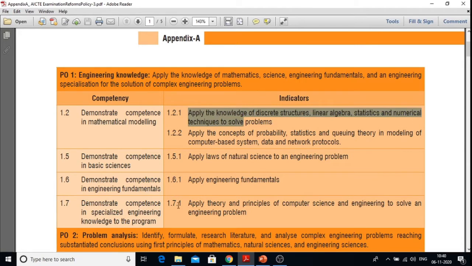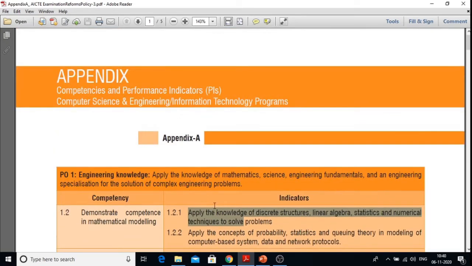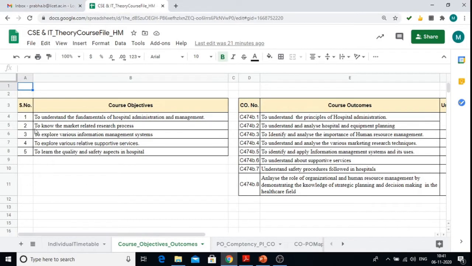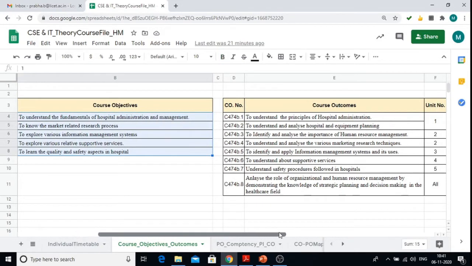Now let us see how to map the CO, PO along with the performance indicator. First of all, we have to list the course objectives and outcomes. In the first table I have listed the 5 course objectives. In the right hand side table, I have listed the course outcomes. I have given 8 course outcomes. The 8th course outcome will cover all the 5 units.